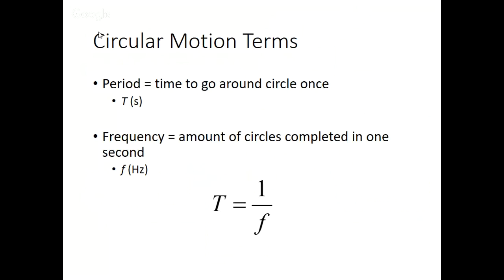Frequency, meanwhile, is the amount of circles that have been completed in 1 second. So these are exact opposites of each other. Period is seconds per circle. Frequency is circles per second. So they're exact inverses of each other. Frequency is measured in hertz, and period equals 1 over frequency.